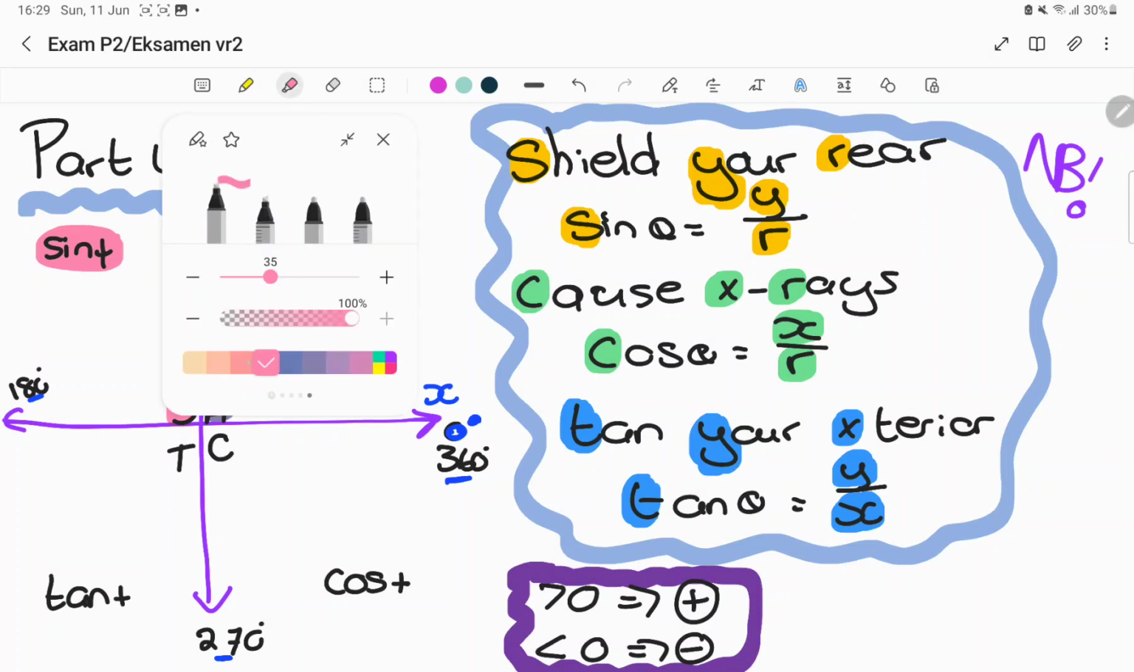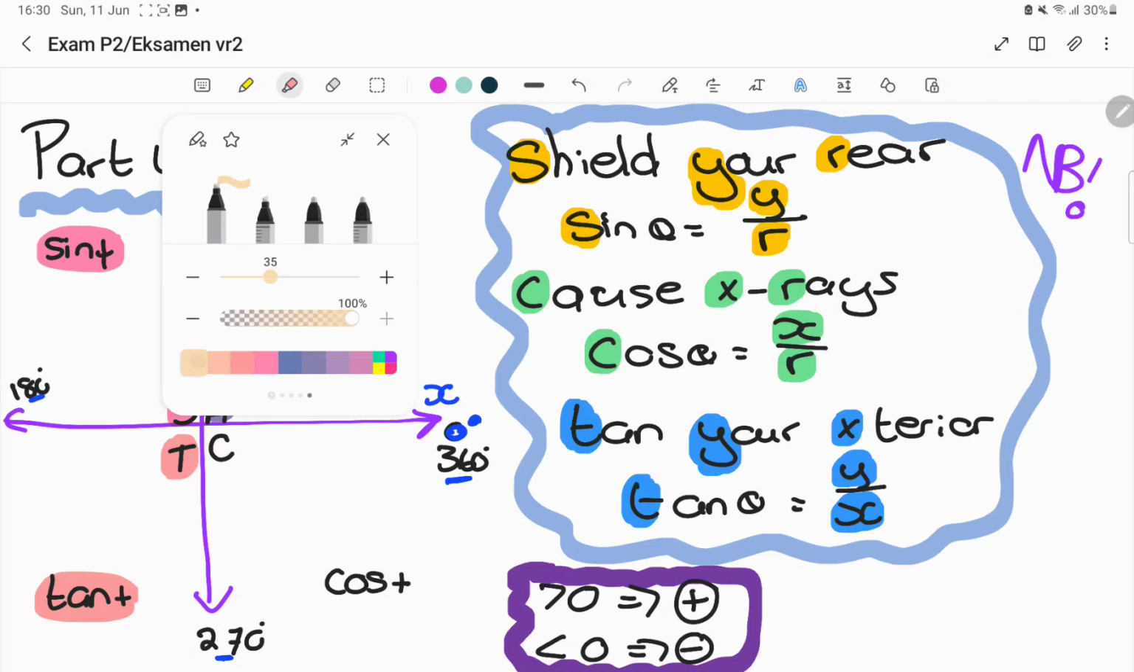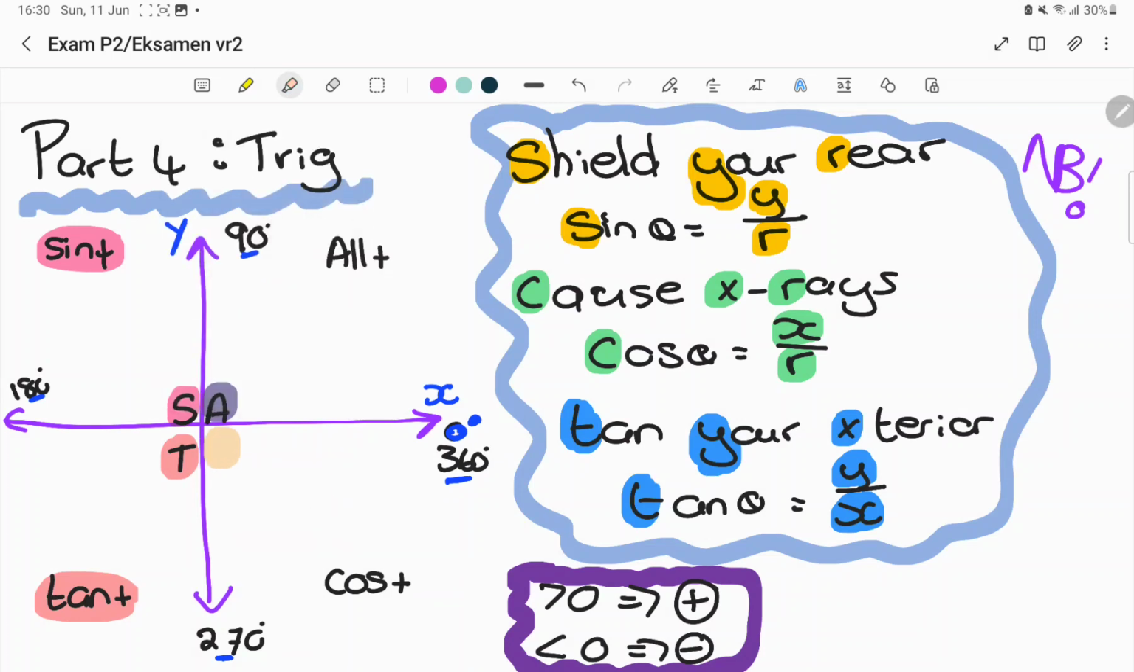In my third quadrant, I have T, which means that only tan is positive, which means then that sine and cos will be negative. And then my fourth quadrant, my final quadrant, is cos. So this is C, so this is where cos is positive. So if cos is positive here, it means sine and tan are negative.